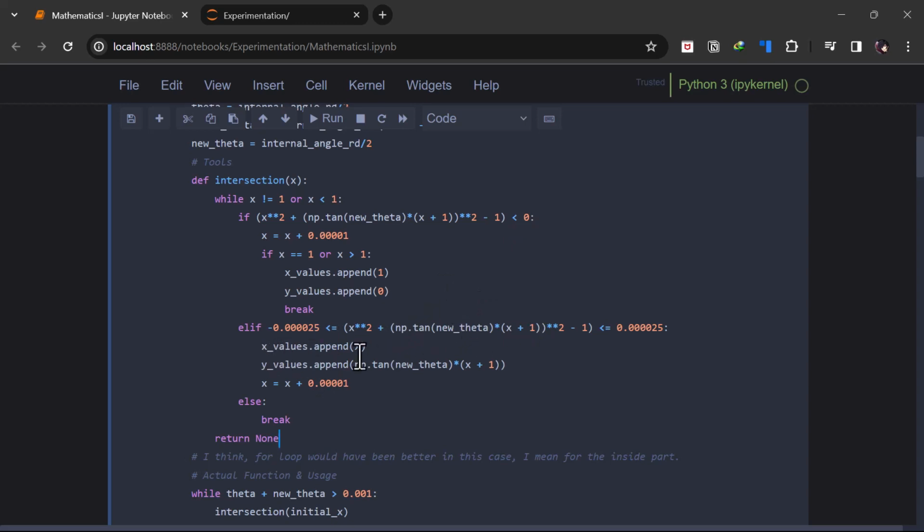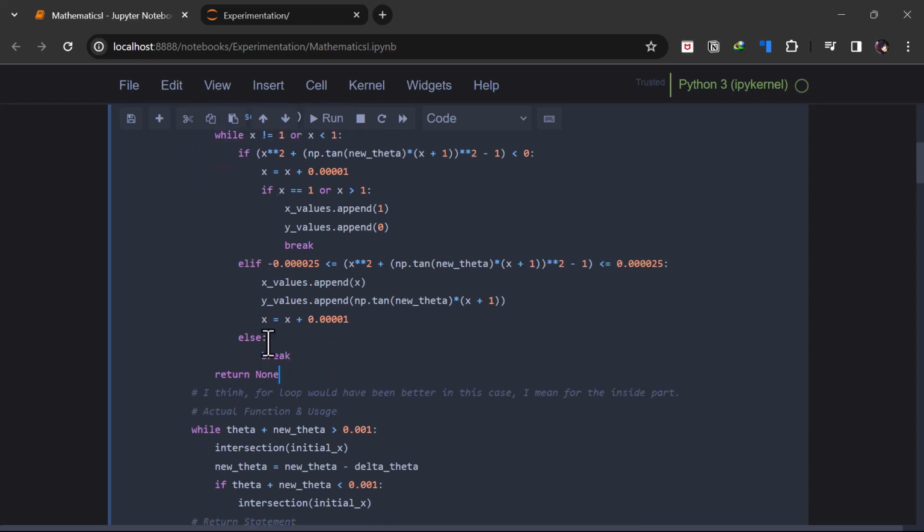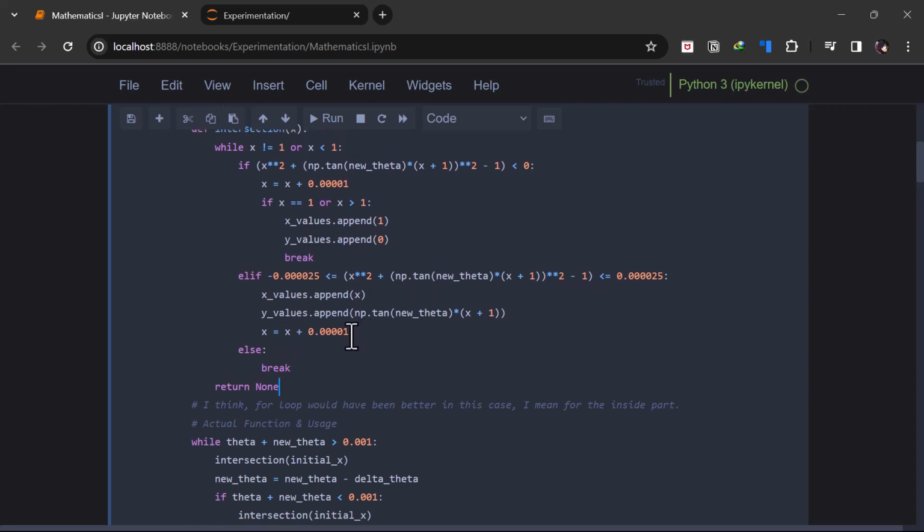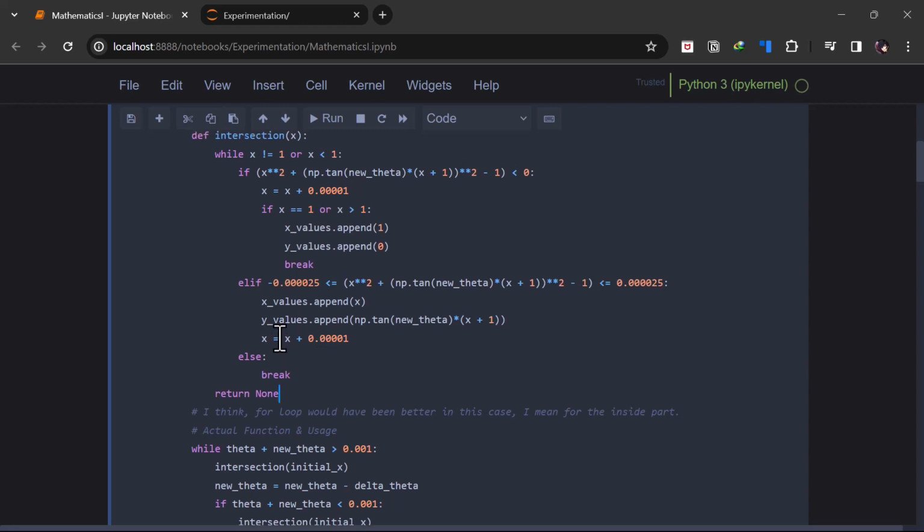The value will come out to be nearly 0, right? For the last case, the else case, the thing that is left is when the value comes out to be positive. So let's say if after the incrementation, that is what we discussed in the whiteboard as well, the value from this equation comes out to be positive, then the loop will break. This is the condition that is left.